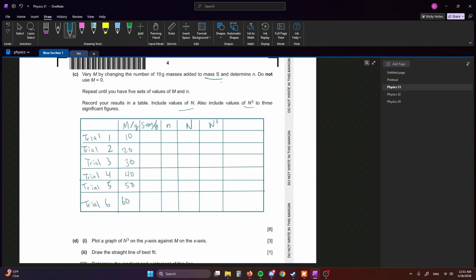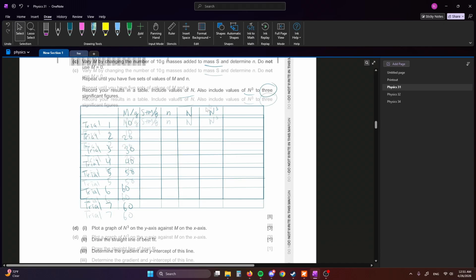Depending on the experiment, you might be asked to do an additional repeated trial. I'm pretty sure I've been told that's for circuits, but you can also do a trial 7 for 60 and just redo everything to make sure that you indeed get a similar answer. But yep, another thing to mention is pay attention to the question. They want 3 sig figs.